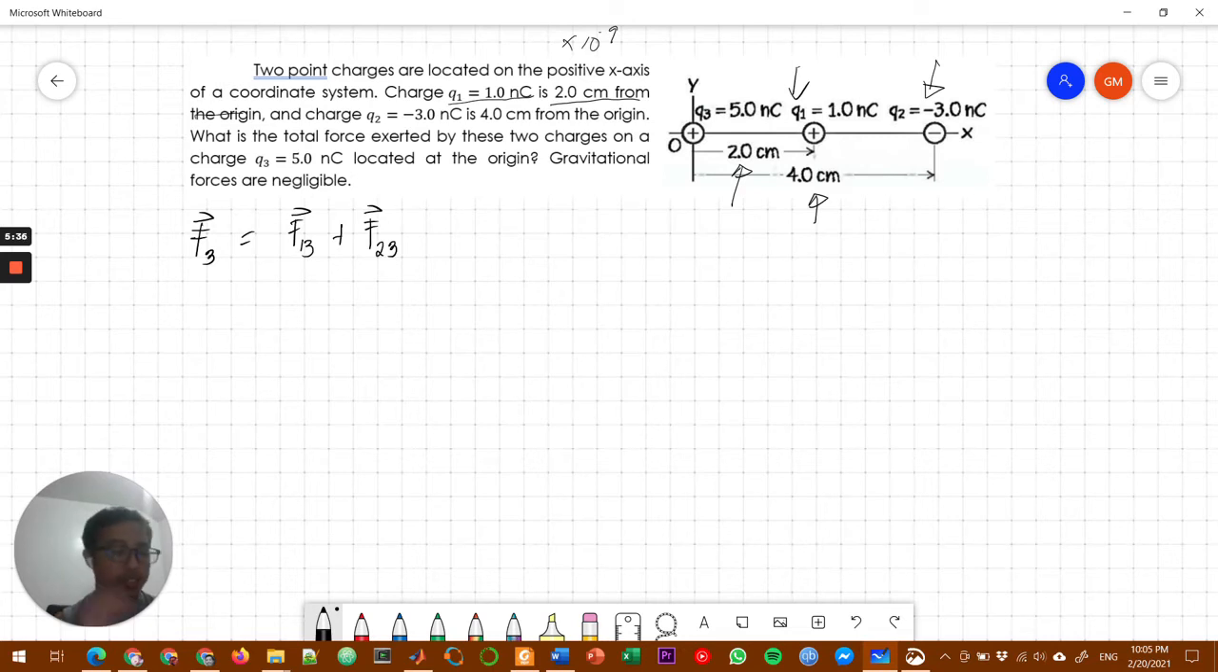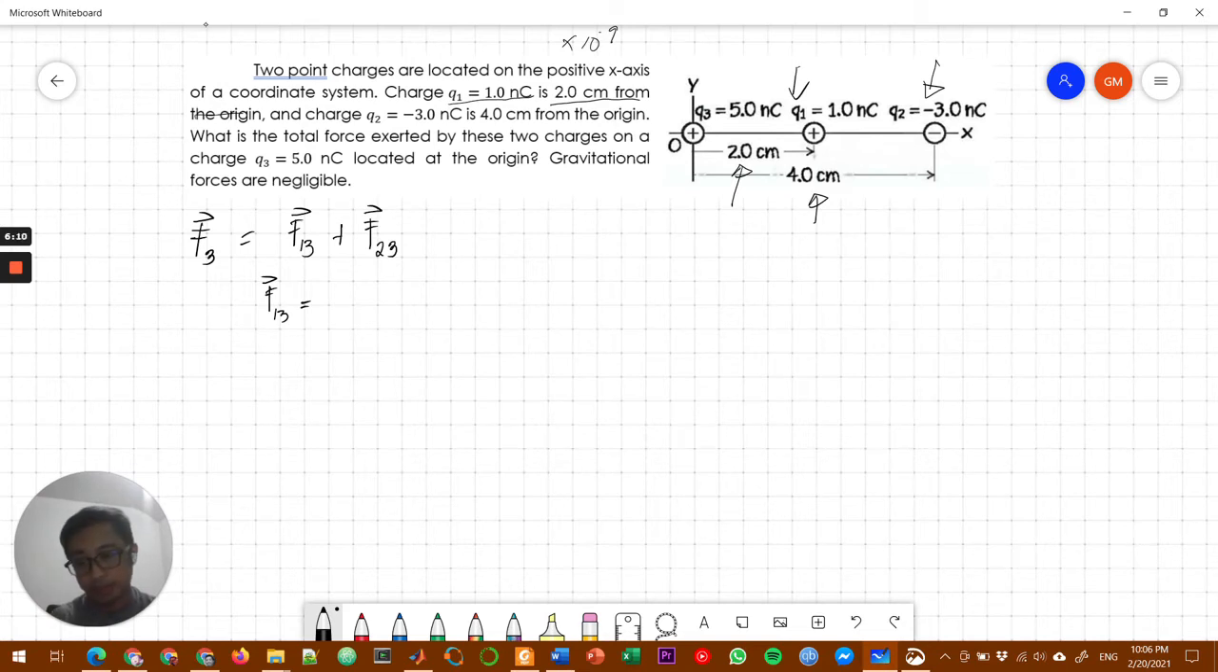So let's calculate first F1 on 3, or that's F1,3. So let's calculate that first. So ang 1 ug 3, puros man na siya positive, di ba? Charge Q1 is positive, charge Q3 is positive, so it must be repulsive. So the magnitude of repulsion, the magnitude of the repulsive force in duha, is given by this formula.